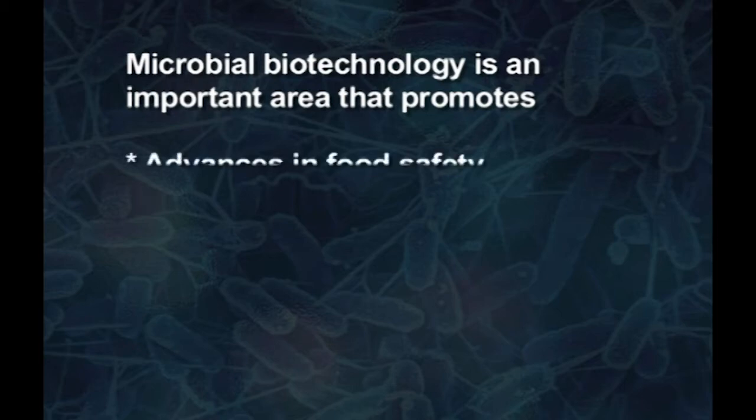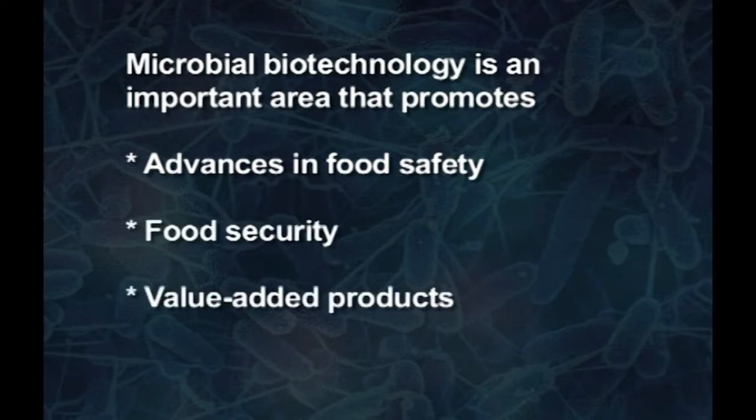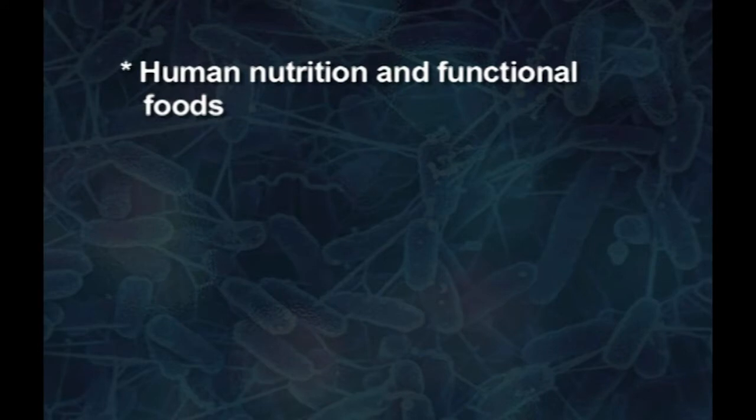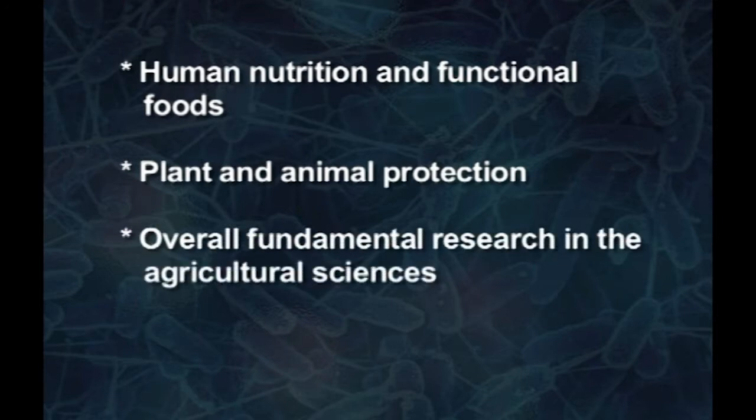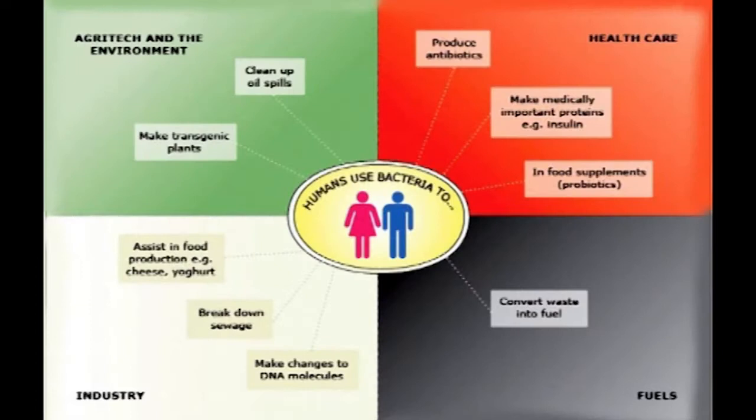Microbial biotechnology is an important area that promotes advances in food safety, food security, value-added products, human nutrition and functional foods, plant and animal protection, and overall fundamental research in the agricultural sciences. Microorganisms found in the soil help to improve agricultural productivity. Naturally occurring organisms have been used to develop biofertilizers and biopesticides to assist plant growth and control weeds, pests, and diseases. This is a pictorial representation of how bacteria have been manipulated for the well-being of mankind.